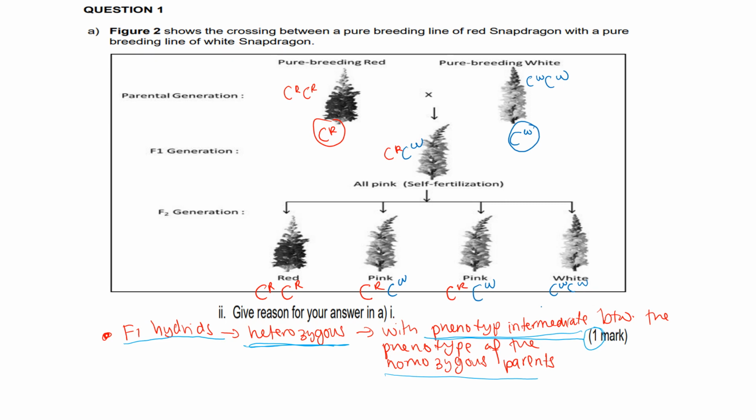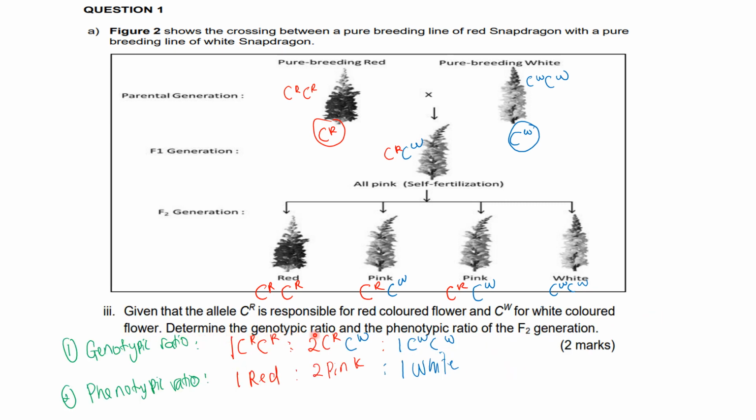Or another way you could explain your answer for the same 1 mark is that the F1 generation shows the blended color, which is pink, the intermediate color between red and white of the parental generation. Or another point that you could write for the same 1 mark is that neither the CR nor the CW allele is dominant over the other, or both alleles are partially expressed. So the CR allele and CW allele are partially expressed, producing pink flowers in the F1 generation.